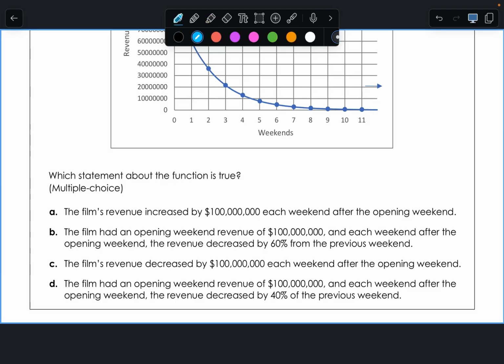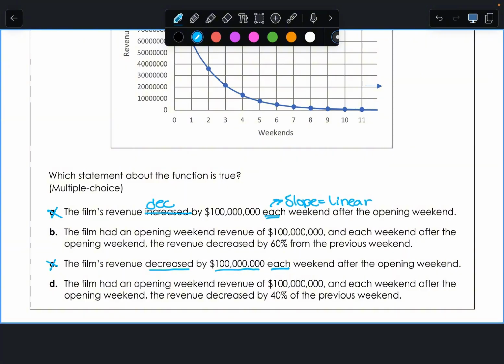It's decreasing, decaying. But then also, what does each mean? That's implying that it is a linear function, and this is not linear. B, or jump down to C. The film's revenue decreased, okay. But it says 100 million each weekend. Once again, slope is linear. So we're down to B and D.